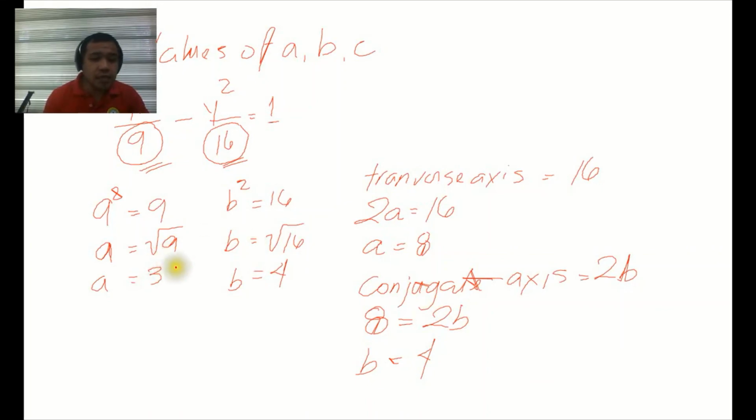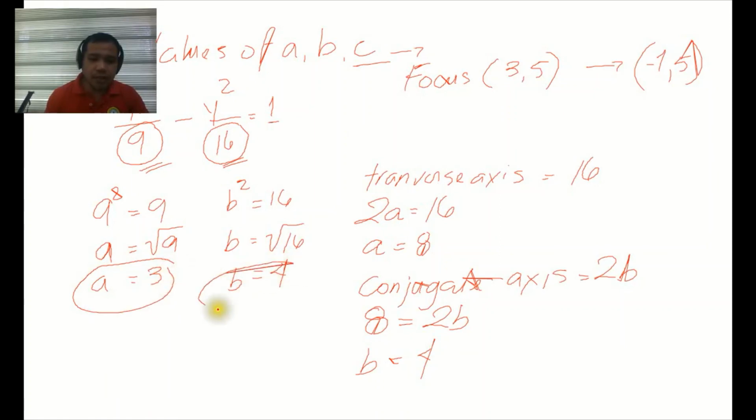Now, si c, unless given si focus, c is related to focus. Unless given yung coordinates ni focus, for example, that is 3, 5, compared to the center that is negative 1, 5, malalaman natin kung ano yung value niya. Pero if ever na hindi, kapag meron na tayong values ni a at ni b, pwede natin kunin ang c using the Pythagorean theorem, which is c squared is equals to a squared plus b squared. In this setup, we have 3 squared plus 4 squared, which gives us 25. Therefore, c is equals to 5.